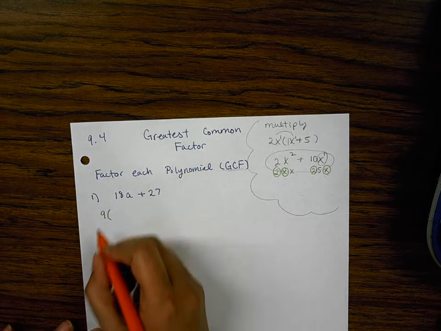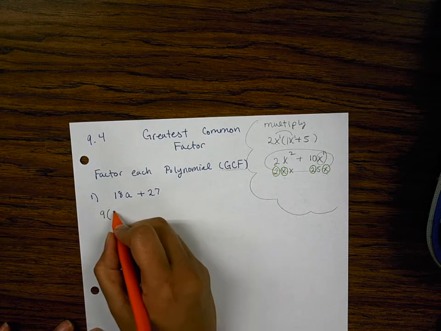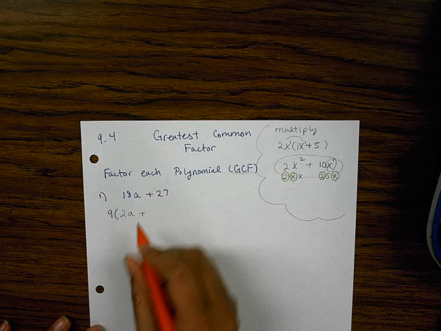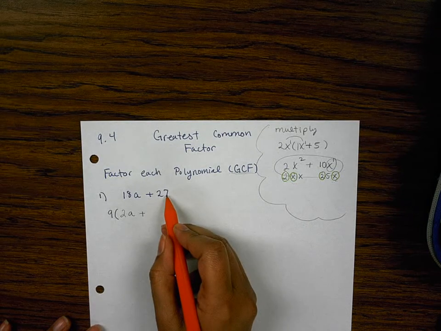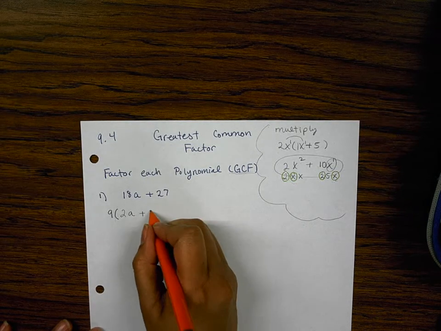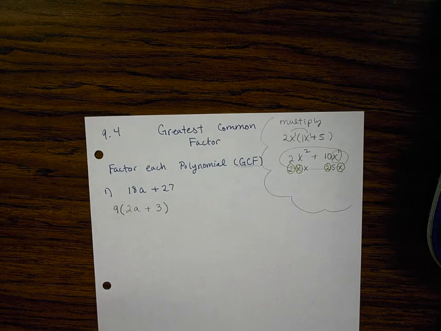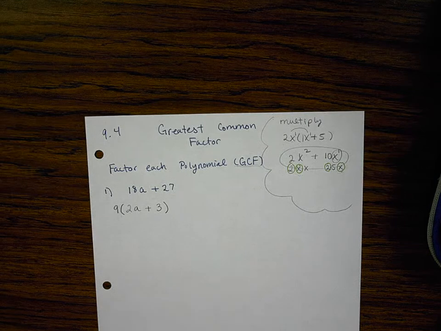Why is it just 9? Because there's no a over here that it would have in common. 9 times what is 18a? 2a. There is a plus sign. 9 times what is 27? And that is 3. And that there is your answer.